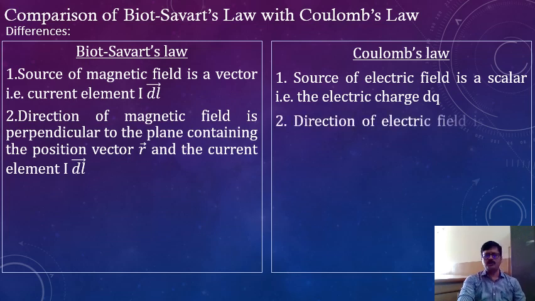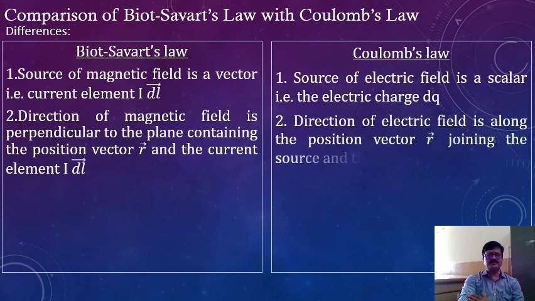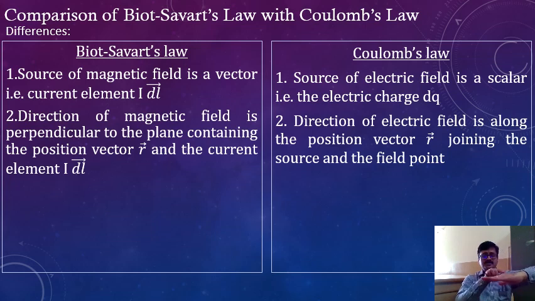Now in case of Coulomb's law, the direction of the electric field is always along the position vector, vector r, joining the source and the field point. It is not perpendicular, my dear friends, here. It is always along. So the source will be placed somewhere here and the direction of the electric field will be along this particular direction of vector r here. Remember the electric field chapter? Okay. So that same direction we are talking about here. So this is one of the intriguing differences between both the laws once again.